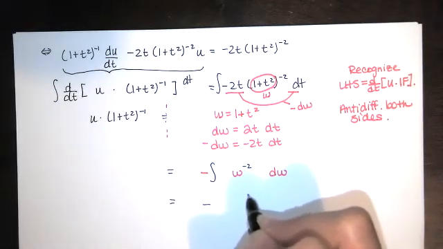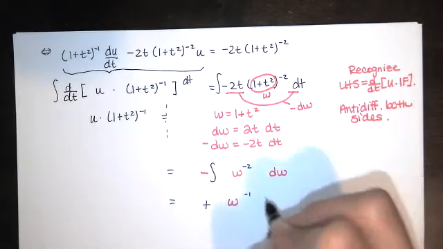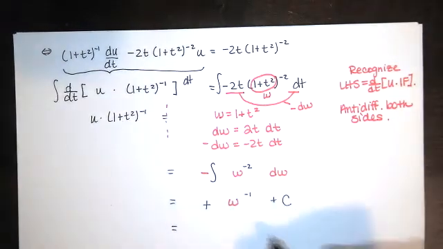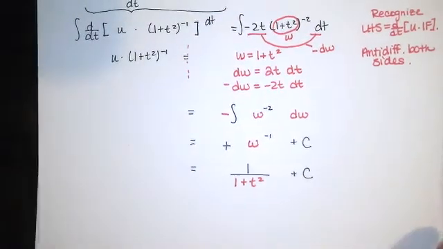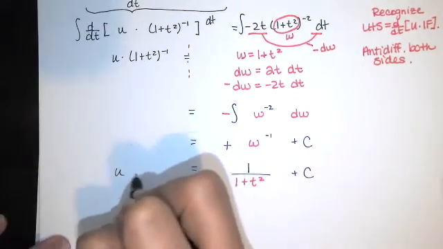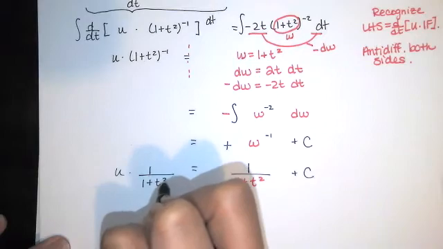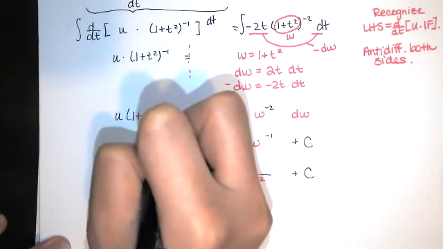It's just the power rule. We add 1 to the exponent, and then we divide by the new exponent. Dividing by -1 is the same as multiplying by -1. Negative times a negative makes that a positive. Don't forget your c. So we got a 1/w + c, and w is 1 + t². All right, and all of that is equal to u times 1/(1 + t²). Guess I should keep writing that down.